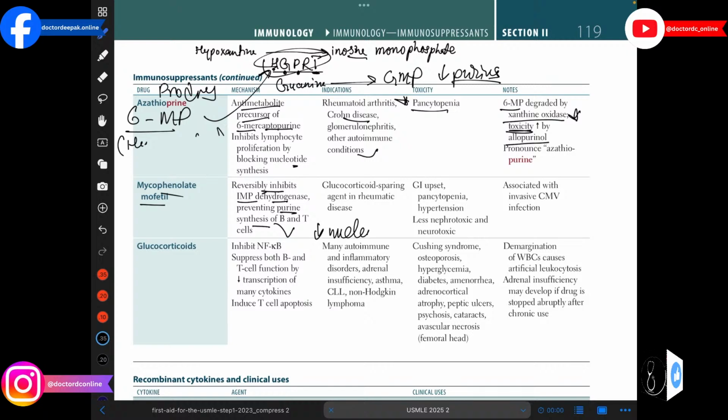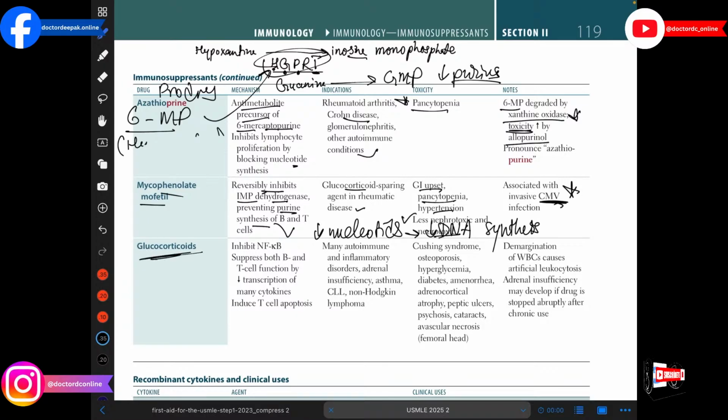They decrease nucleotides. Due to it, they will be decreasing DNA synthesis. Due to it, there will be bone marrow suppression and GI nausea, vomiting, and cramps. The indication is as a glucocorticoid-sparing agent in rheumatic disease, and toxicity can be caused by GI upset, pancytopenia, hypertension, and late nephrotoxicity and neurotoxicity, and it is associated with invasive cytomegalovirus infection.